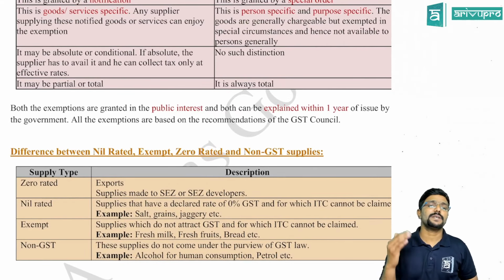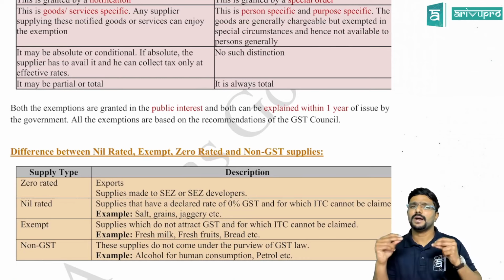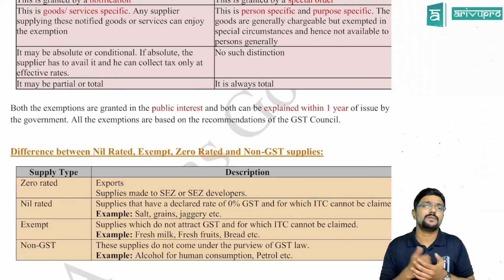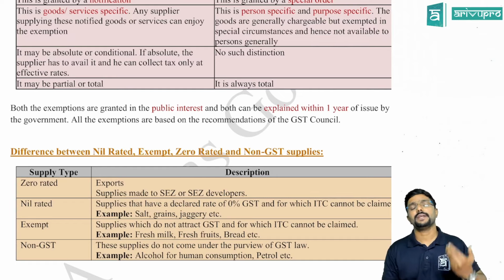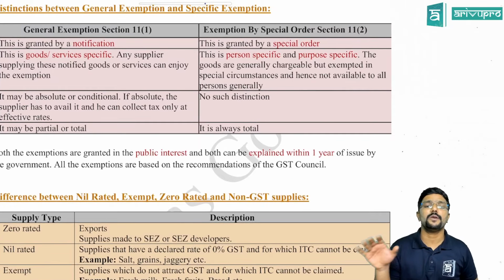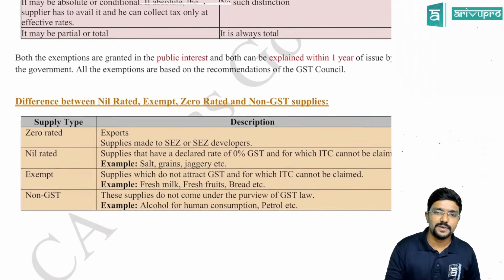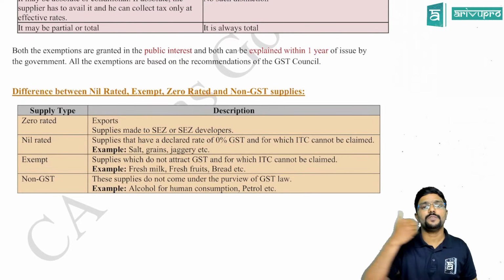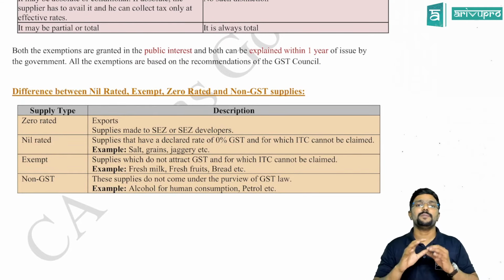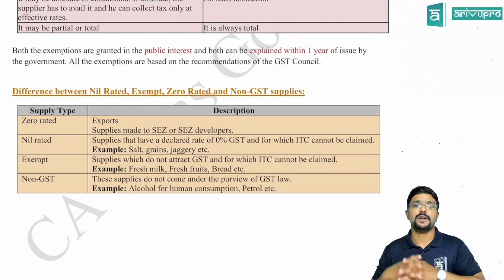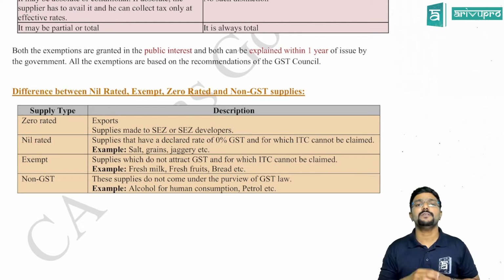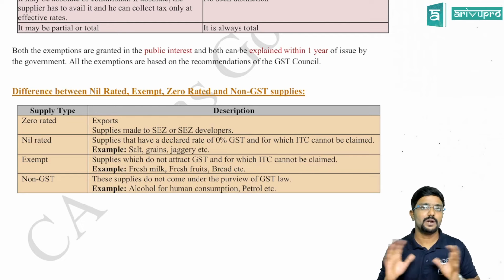Then general exemption can be partial or total. For example, 100% exemption can be given where the supplier will not pay any tax. Partial means 50% exemption, 30% exemption, 70% exemption, something like that. But in case of specific exemption, it will always be total. And whatever exemption is given by the government, either by way of notification or through a special order, can be explained within 1 year from such date of notification or special order. And any explanation given will have a retrospective effect, guys. It will not have prospective effect, it will have a retrospective effect.